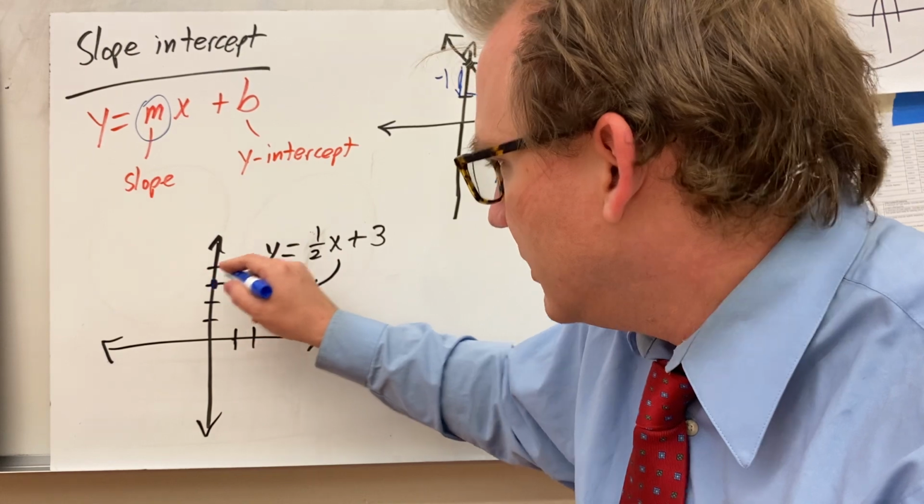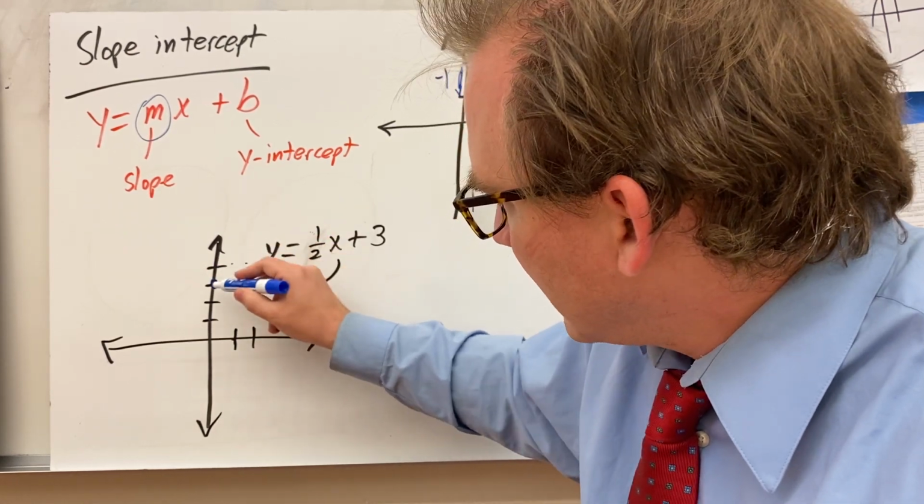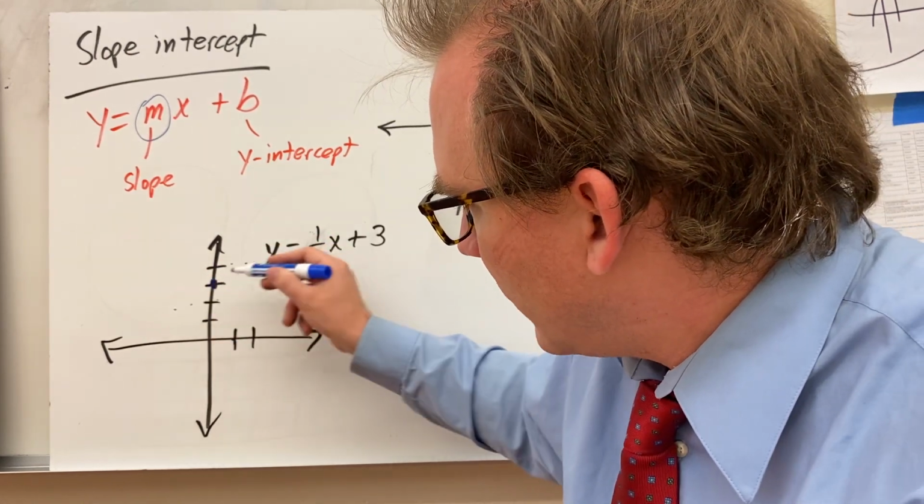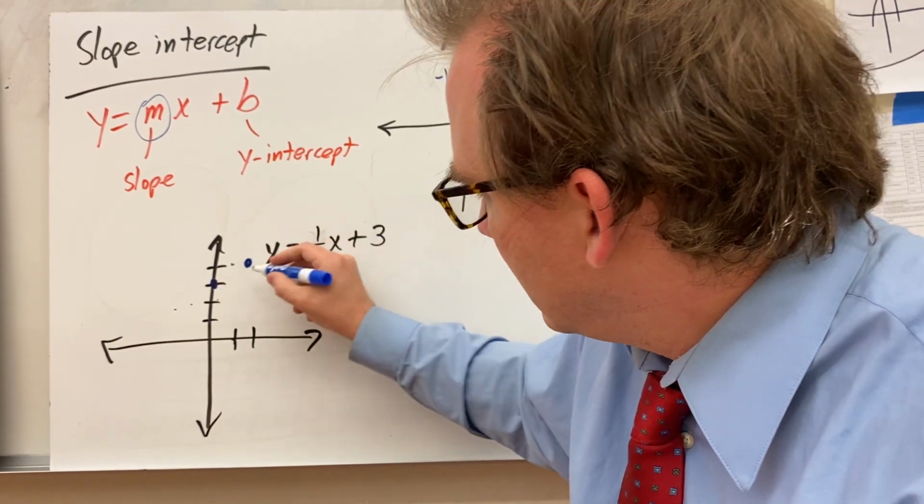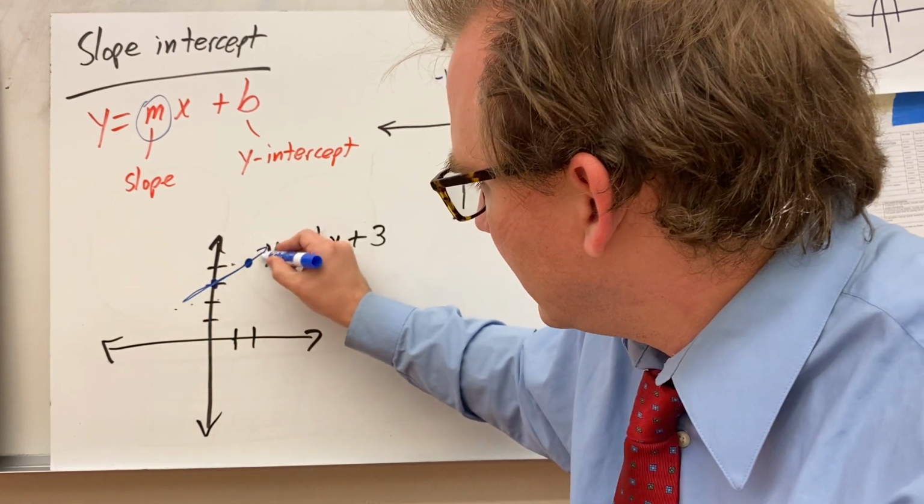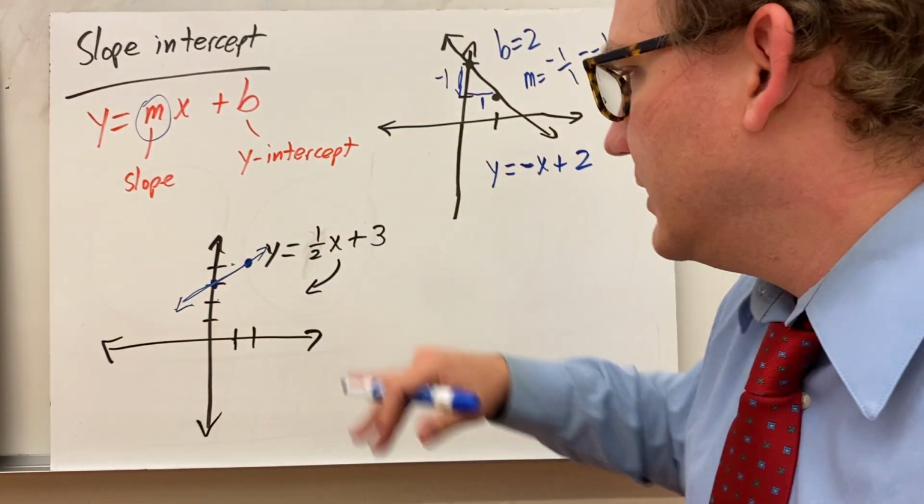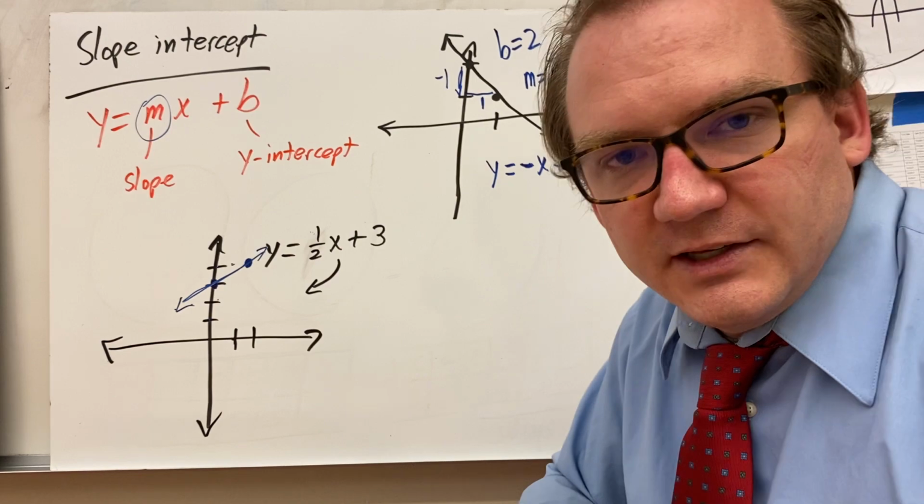So I go up 1 over 2. You could actually go down 1 and back 2 if you wanted as well. Up 1 over 2, I plot a point. I then connect these together and draw a line. And that is my line y equals 1/2 x plus 3.